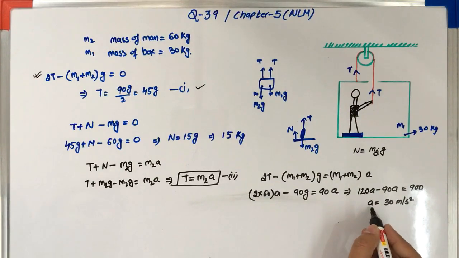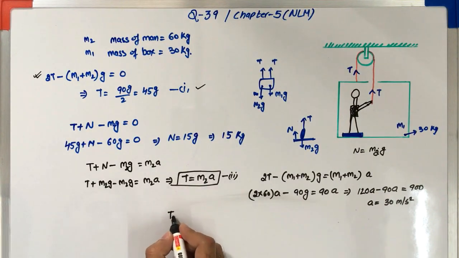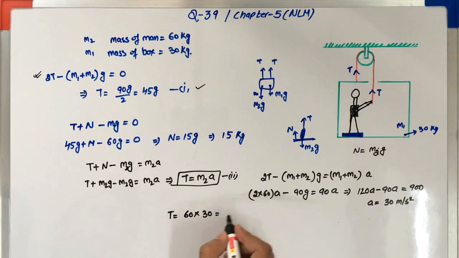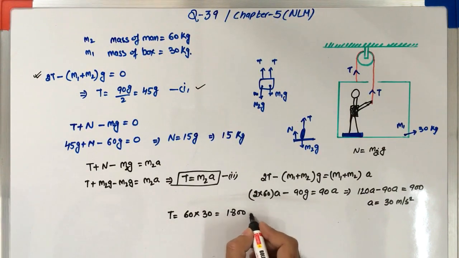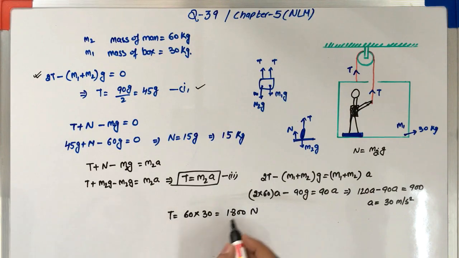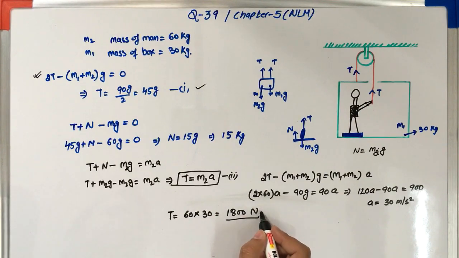Now putting the value of a in this equation, the tension T will become 60 into 30, which is equal to 1800 Newton. This is the T that comes from the force applied by the man on the string. So the force applied by the man on the string is 1800 Newton, and only then will he get the correct weight on the weighing machine. So this is the solution of this problem.